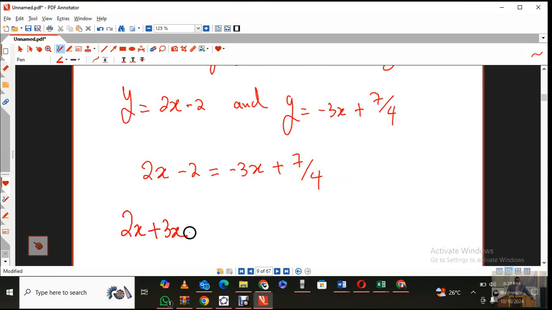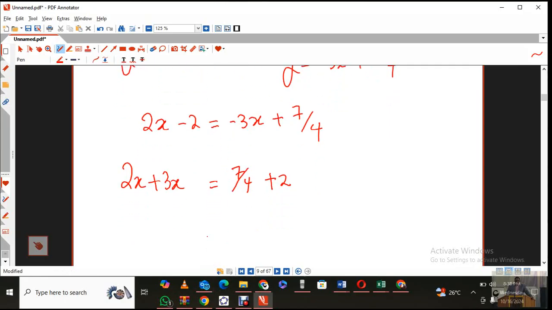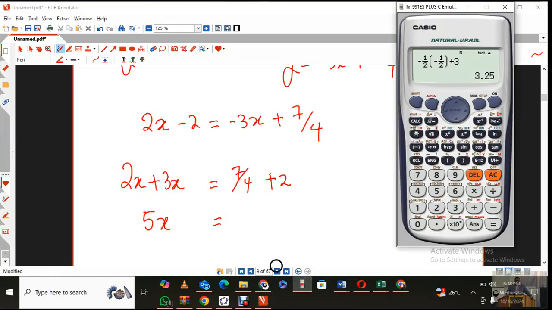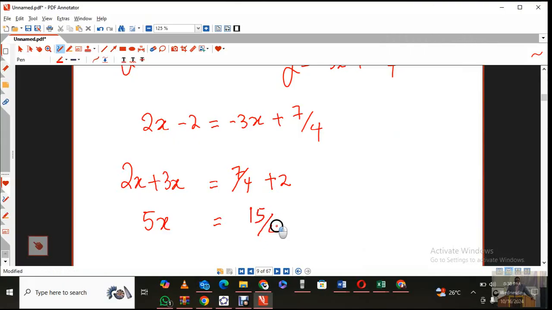So 2x plus 3x, and then you have the 7 over 4 plus 2. Okay, if you were to clean this up, this gives you nothing but 5x. Now remember, this is the same as 1 and 3/4. You can use your calculator if you want to. You can say 7 upon 4, add 2 to it, and you get 15 over 4, or 3.75. So I'm going to leave it as 15 over 4.